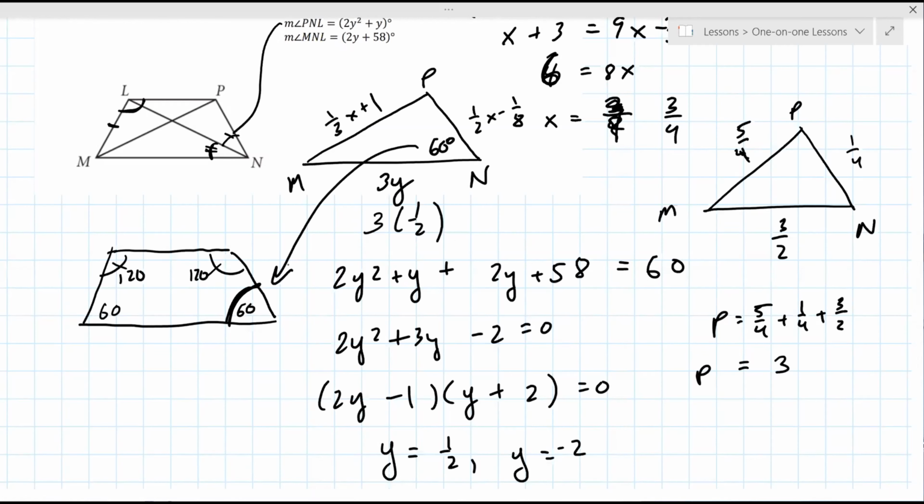We found angle N. Angle N is 60 degrees. We found that from the whole, like, if that's 120, that's 120, so those two must also be the same. Plus 3/2 equals P. So 3 equals P.